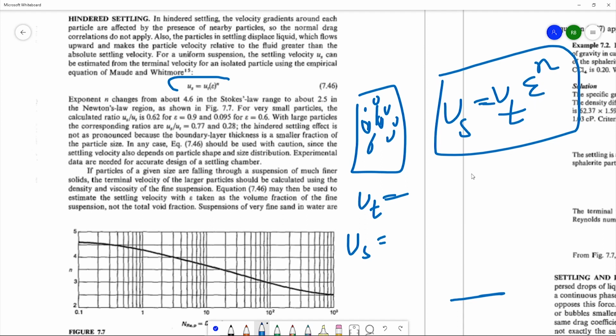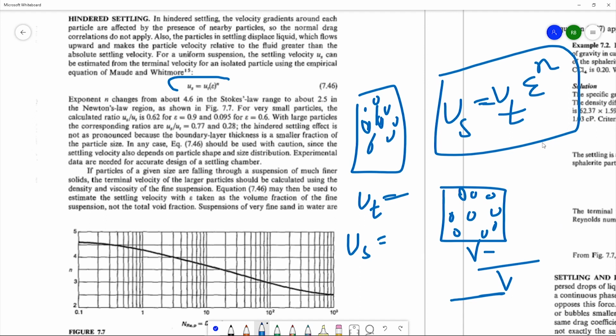Okay, so void fraction means, like, suppose how much empty spaces are here. Suppose the total volume of the container is V, and what are the empty spaces? You can calculate empty spaces as total volume minus volume of the particles, right? So in this way, the void fraction can be calculated. So it will be given in the problem.